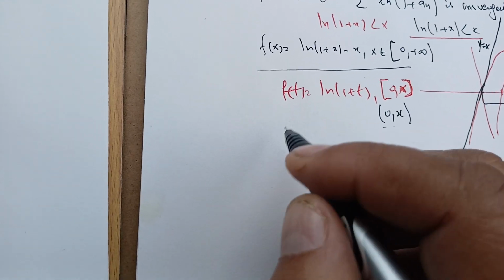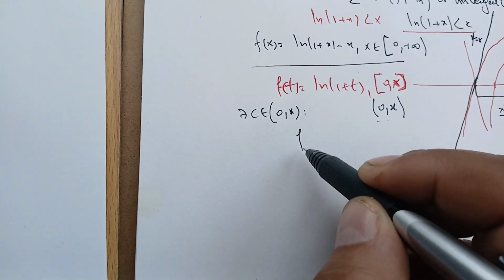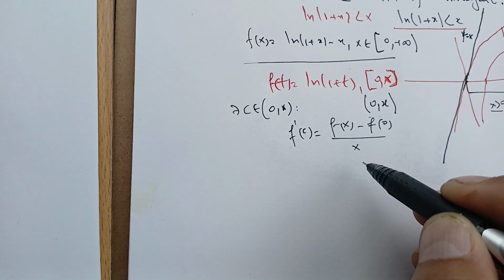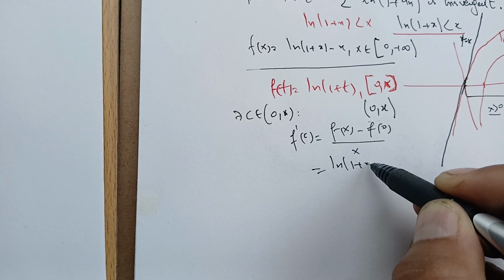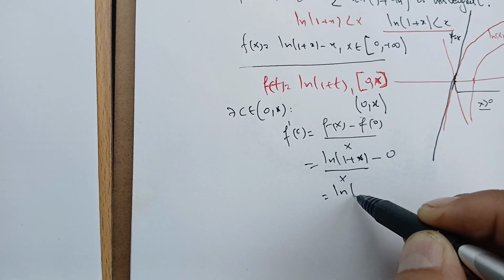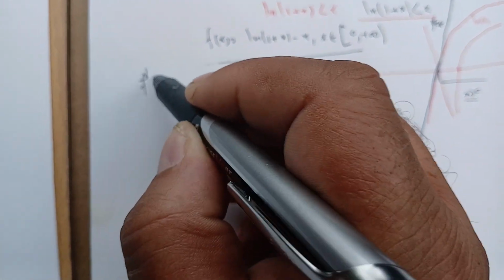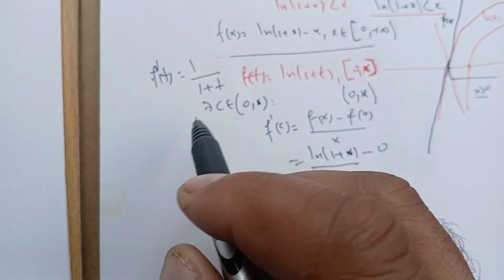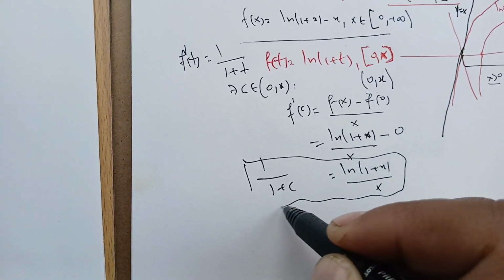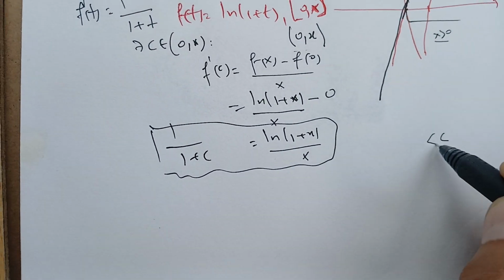Therefore, there is some c in this interval such that f prime of c is f of x minus f of 0 over x minus 0, which is x. So f of x is just ln of 1 plus x, and f of 0 is just ln of 1, which is 0. So we have ln of 1 plus x over x. And the derivative of this function is f prime of t equals 1 over 1 plus t. Therefore, if we plug in c, we get 1 over 1 plus c. Now, we're going to bracket the c. So c is between 0 and x.